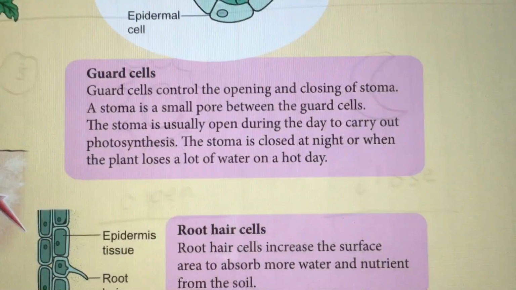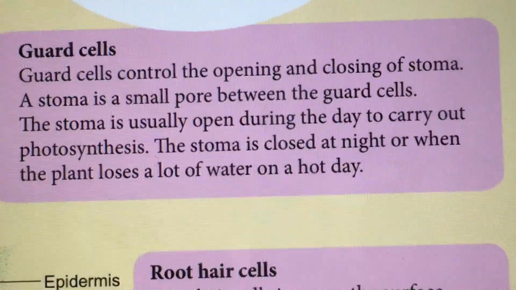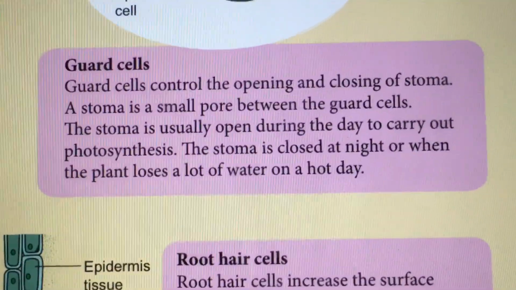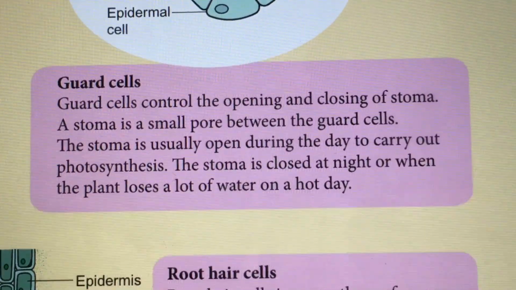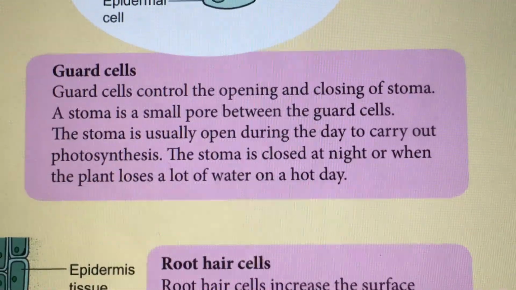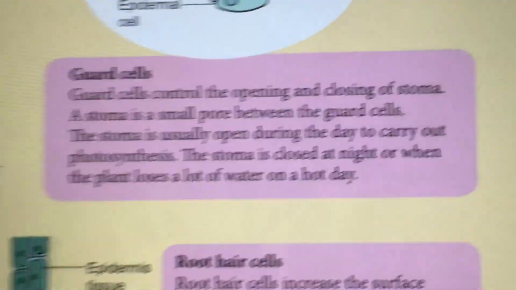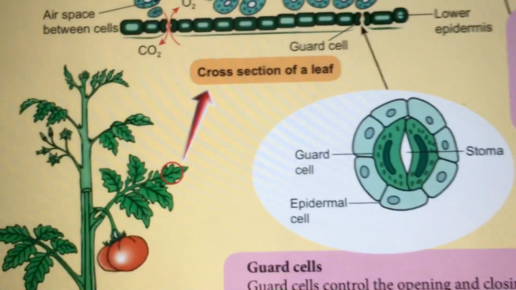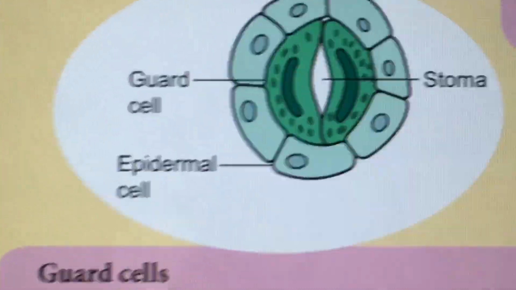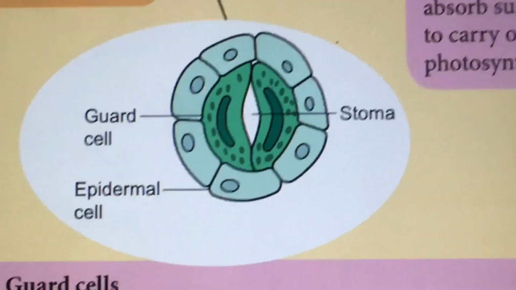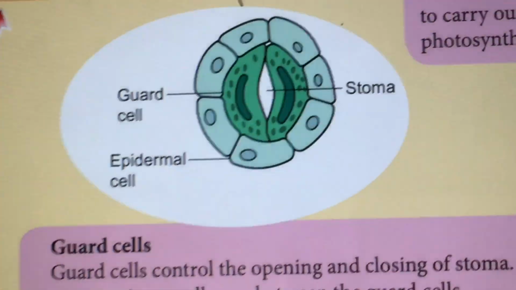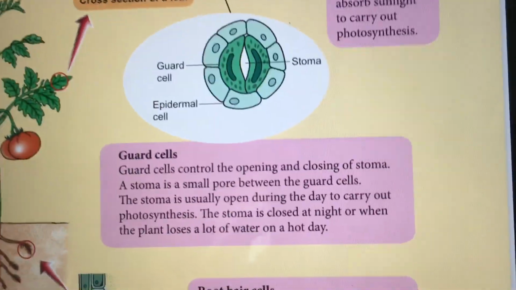Alright. Now it's also important to note that the stoma is closed at night or when the plant loses a lot of water on a hot day. Okay, stoma menutup di waktu malam ataupun apabila tumbuhan kehilangan banyak air di waktu siang. Okay, so water vapor, uap air pun boleh keluar daripada lubang ini. Jadi bila waktu panas, untuk mengurangkan kehilangan air, stoma ini ditutup supaya tumbuhan tidak hilang banyak air.